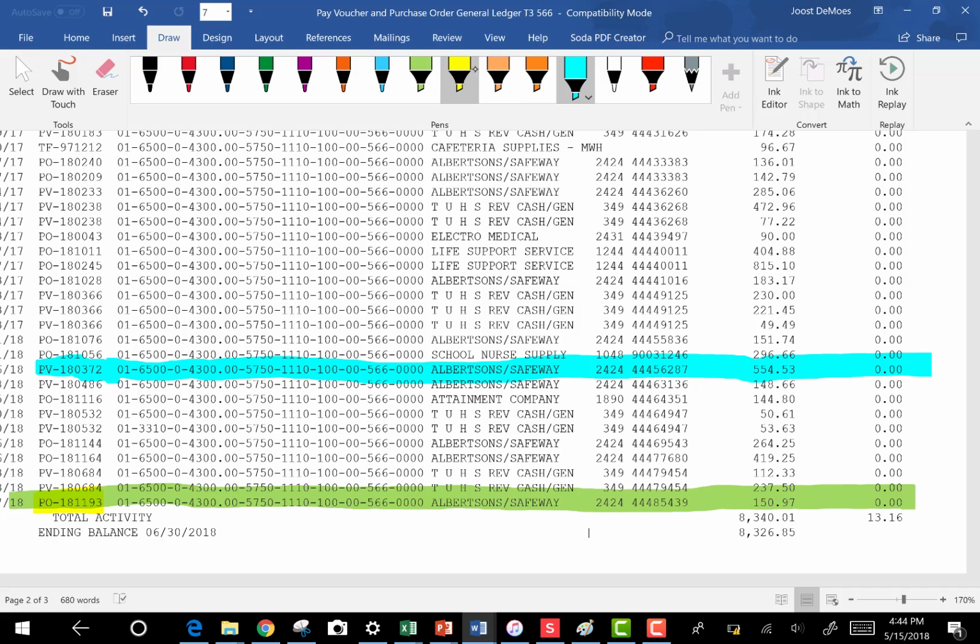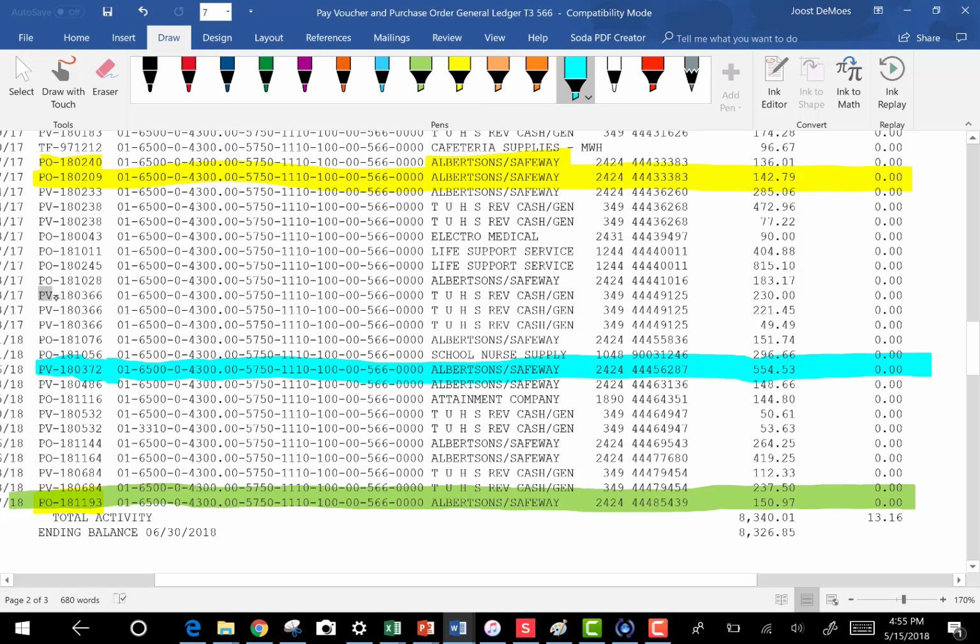Where our district is heading is towards purchase orders only. We want purchase orders, and we've done a lot of purchase orders with Albertsons Safeway, and that's been a very good process. But every once in a while, a pay voucher shows up here. So not to lose sight of why pay vouchers are problematic: here's a pay voucher with this general description that all these pay vouchers have, which does not give us a lot of clarity as to what's happening unless we actually look up that pay voucher.